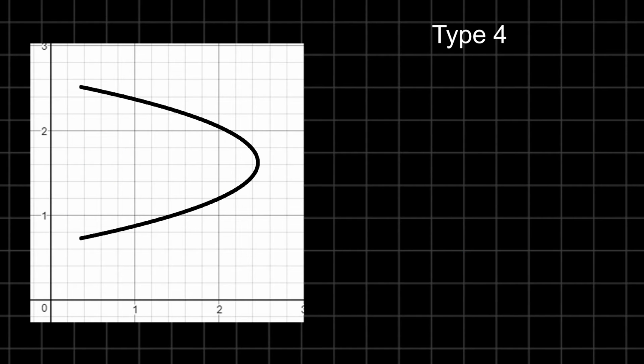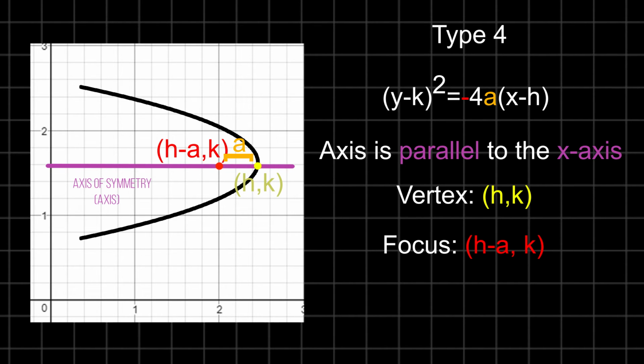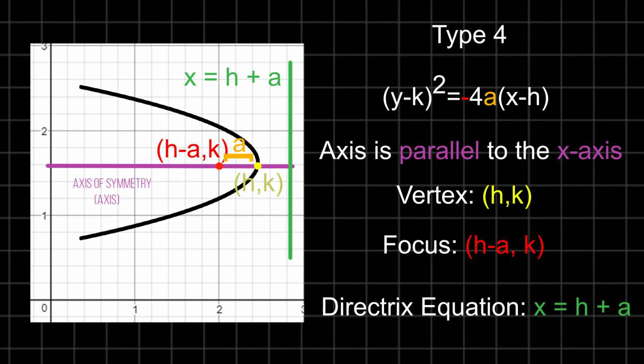The fourth and final type of parabola is one that faces left and is expressed using the equation (y minus k) squared is equal to negative 4a times (x minus h), where the axis is parallel to the x-axis, the vertex is (h, k), the focus is (h minus a, k), and the directrix has the equation x equals h plus a.